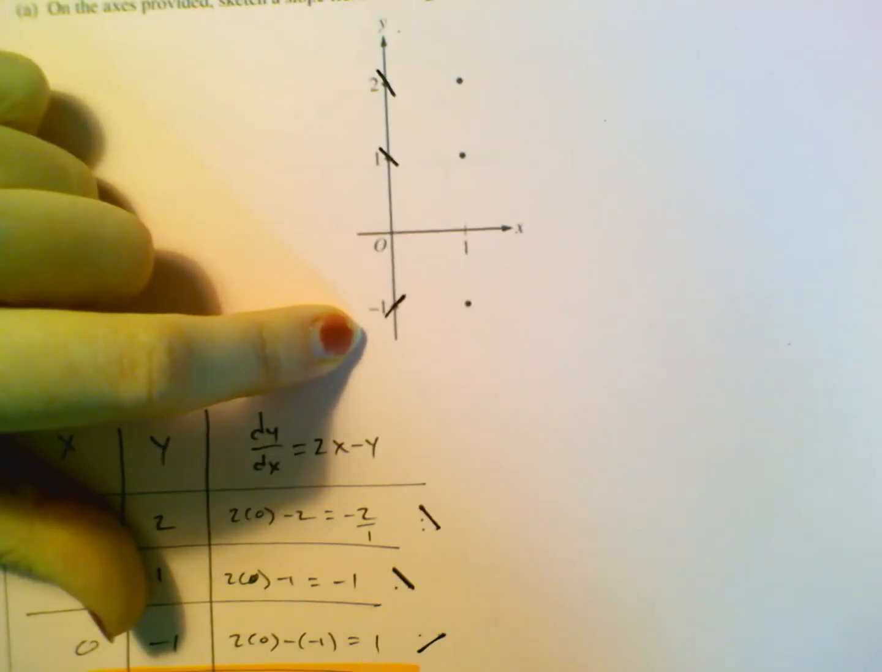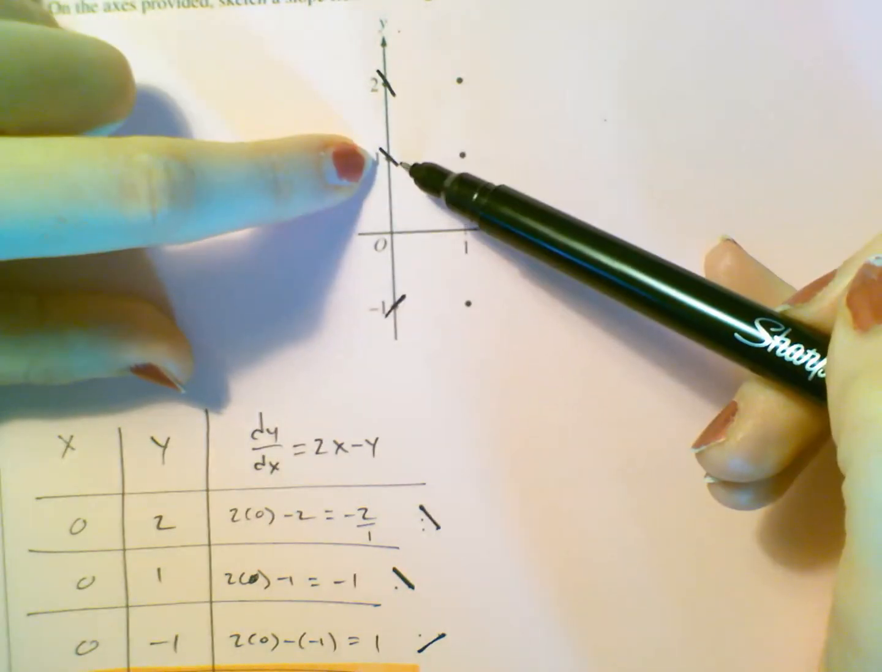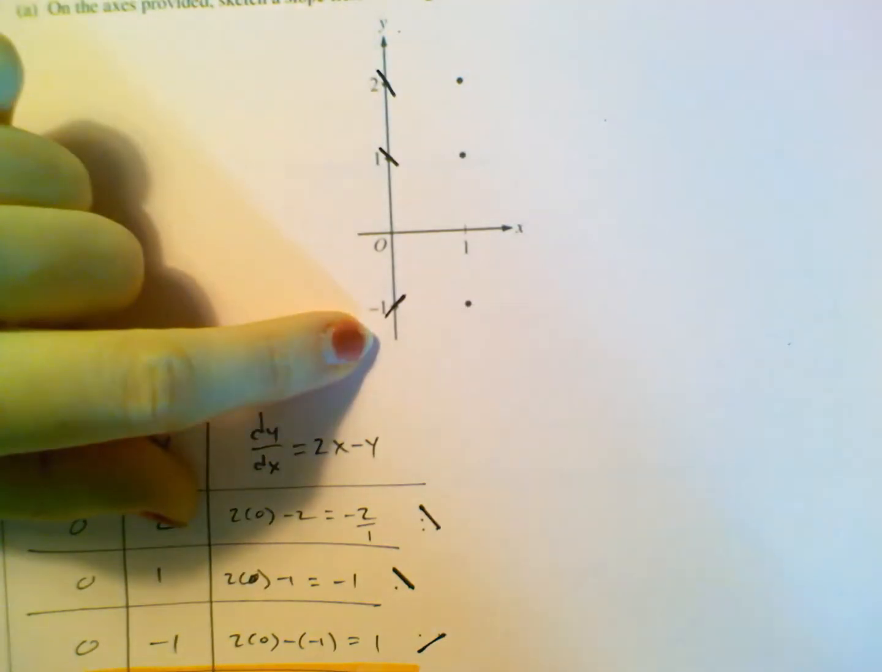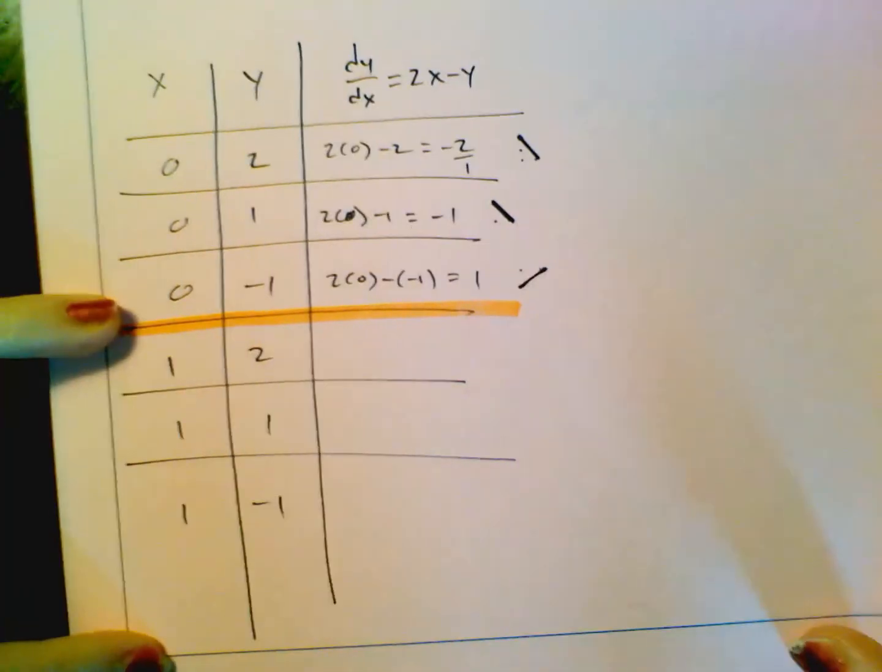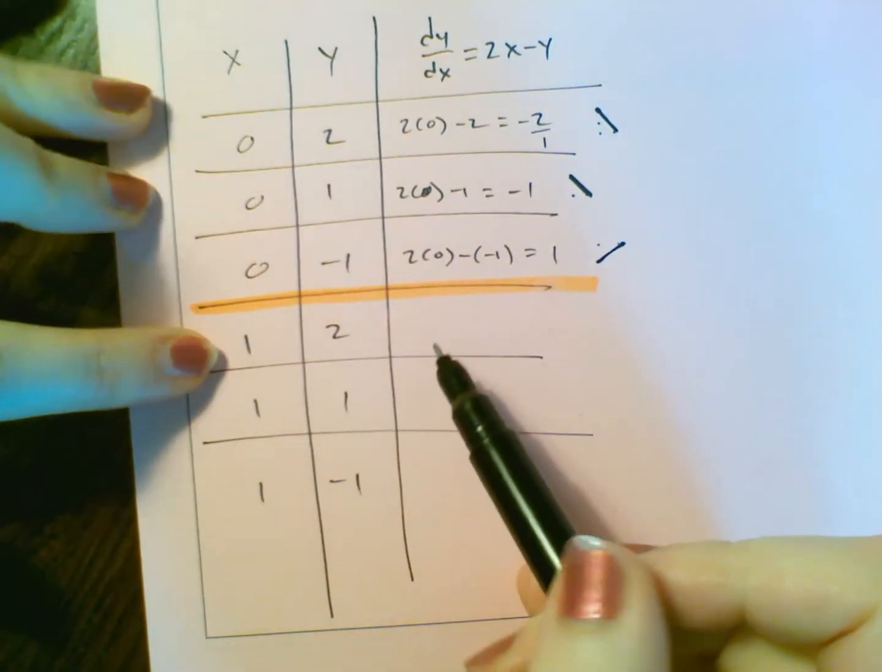All right. So they're going to want this one to look steeper than this one, and they're going to want to know that these are negative and that's positive. Okay. Now, it doesn't have to be perfect. They just want you to have the right idea. Okay, so let's do these ones.